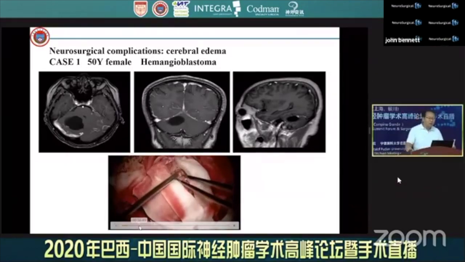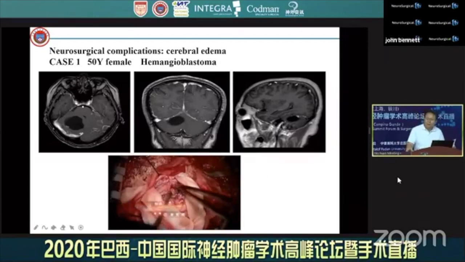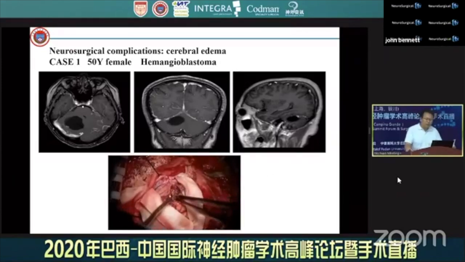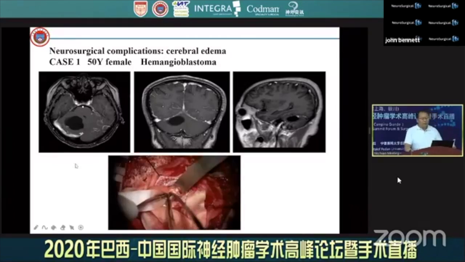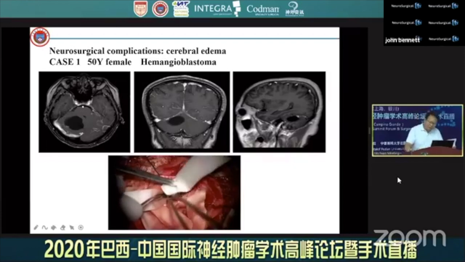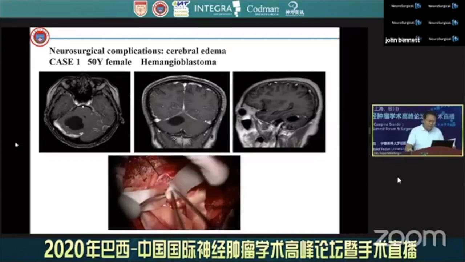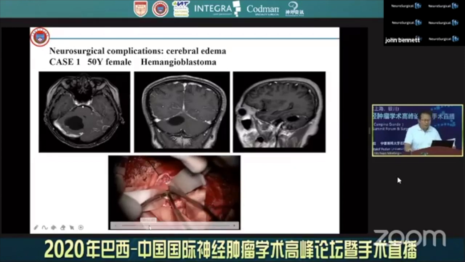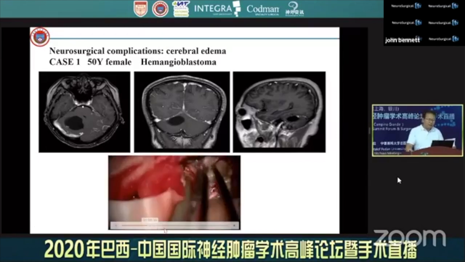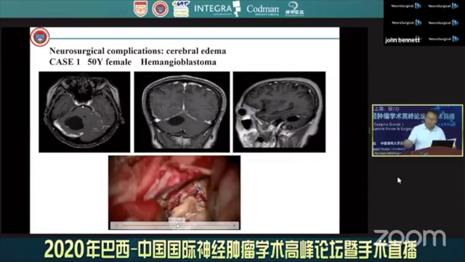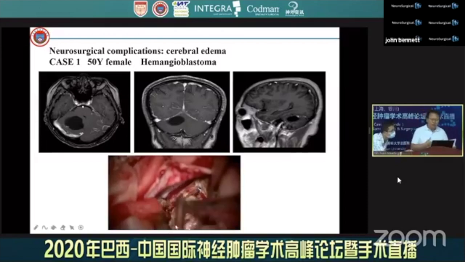For this case, the patient has a hemangioblastoma in the posterior fossa. You can see the lesion in the cerebellum here. During the operation, I felt it was very successful, very easy, and it looked very good. But after the operation, there was some trouble.